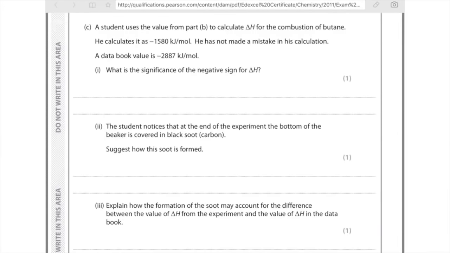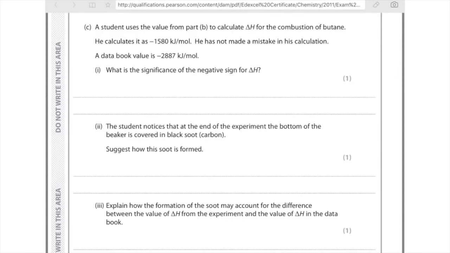A student uses the value from part B to calculate the delta H for the combustion of butane. He calculates it as minus 1,580 kilojoules per mole. He's not made a mistake. A data book value is minus 2,887. What is the significance of the negative sign for delta H? Okay, that literally means that the reaction is exothermic. That's all you have to say.